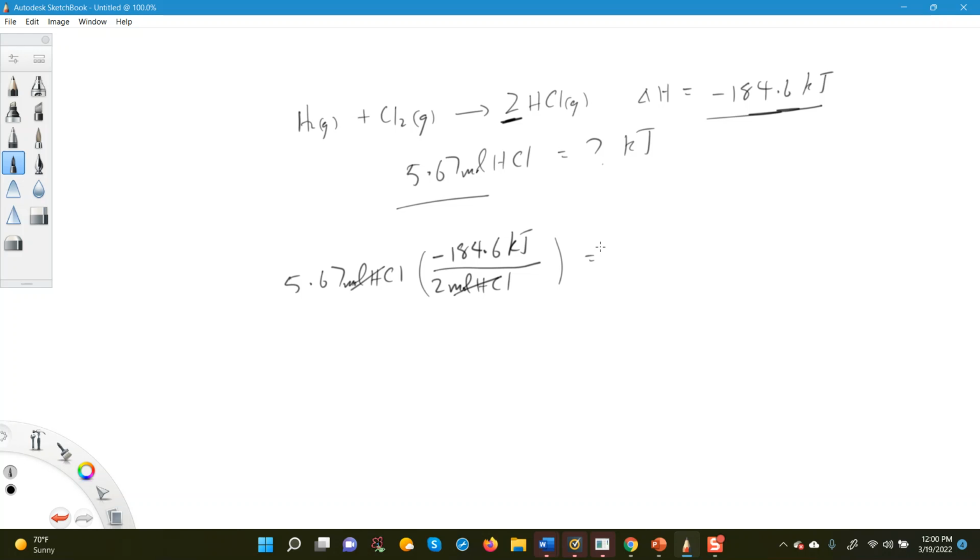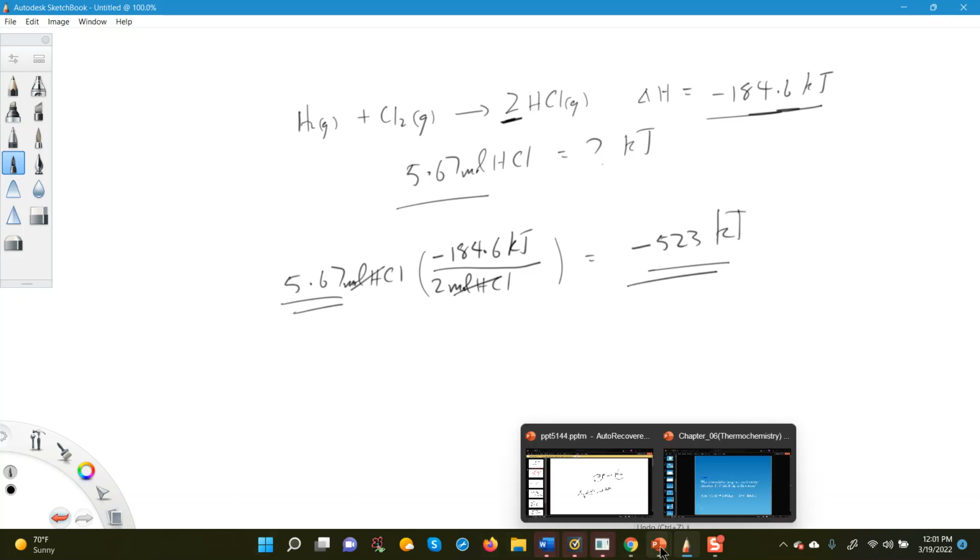5.67 times minus 184.6 divided by 2. So according to my calculation, the answer when rounded off to 3 sig figs is going to be equal to minus 523 kilojoules. And that would be the amount of enthalpy change associated with this amount of HCl based on the balanced equation. All right?